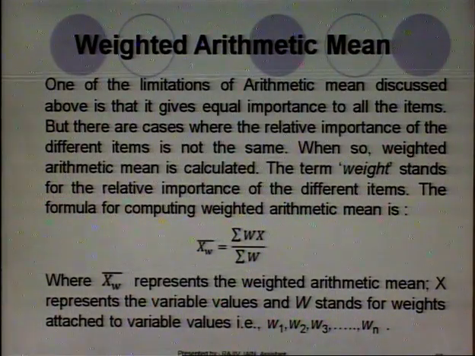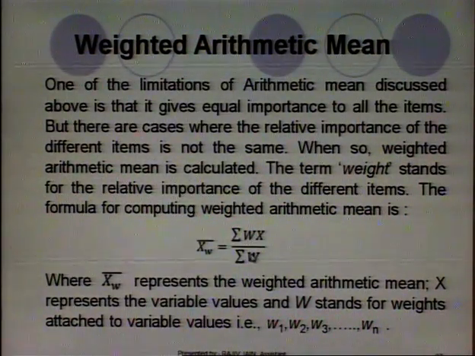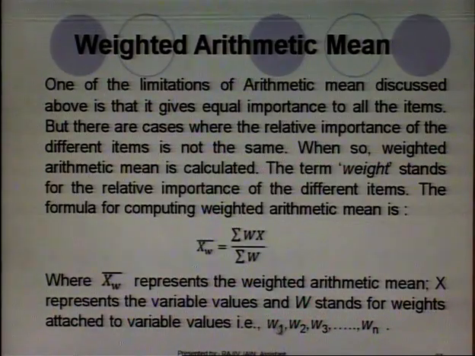When the term weight stands for the relative importance of the different items, the formula for computing weighted arithmetic mean is x bar. Now in place of x bar we use xw here to simply differentiate between the weighted mean and the simple mean. So formula is summation wx divided by summation w. What does w stand for here? W stands for the weights attached to the variable, that is w1, w2, w3, wn to the corresponding values of variable x1, x2, x3 up to xn.